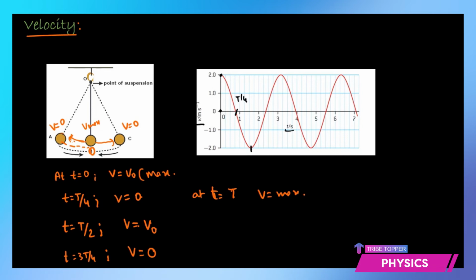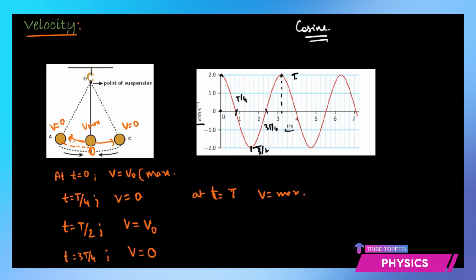You have a maximum velocity in the opposite direction now. Then it reaches back. This is T/2, this is 3T/4, and finally at T it reaches back again to the maximum position. So this is how you will plot the points, and eventually you will get this curve. Now what curve is this? This is obviously a cosine curve.